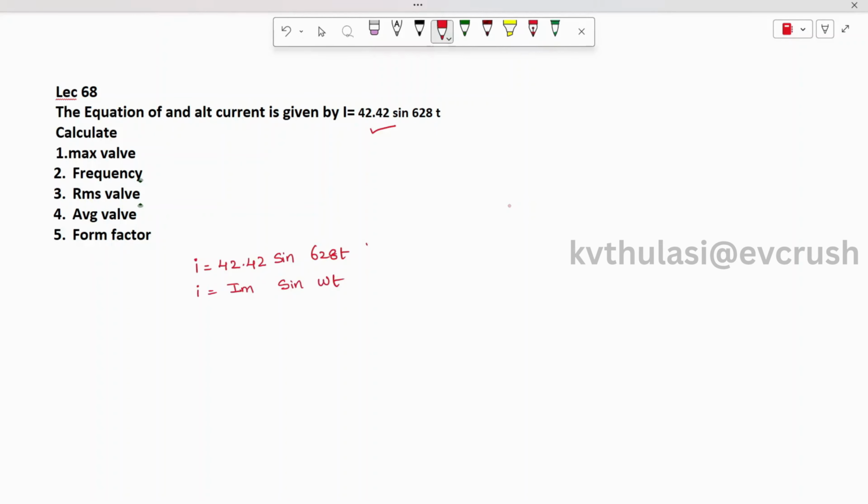From here the question is very clear that the first one is the maximum current. Maximum current is how much? 42.42 ampere. And second one is frequency.